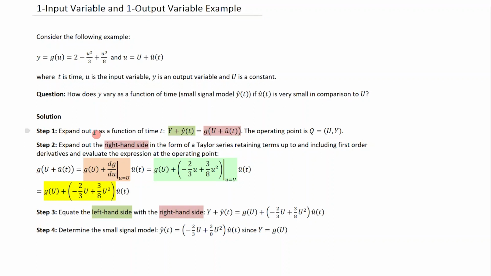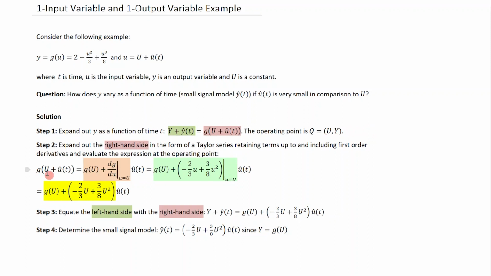First step being to expand out y as a function of time. So for instance, you'd start with Y, which is the equilibrium point, plus a variation in y, which is of a small signal nature. And this is expressed as a functional relationship between the input signal under equilibrium plus a small variation in the input signal. And of course, this is designated as the operating point. This is a duple. All right, so step 2 is then to expand out the right-hand side in the form of a Taylor series, retaining terms up to and including first-order derivatives, and evaluate the expression at the operating point, which is basically U and Y.